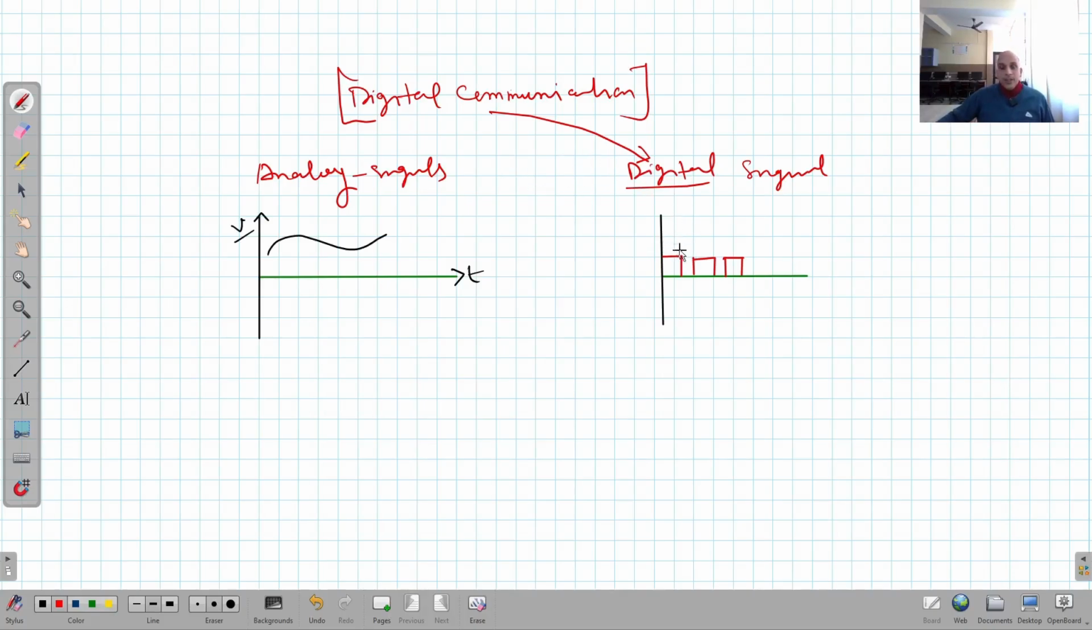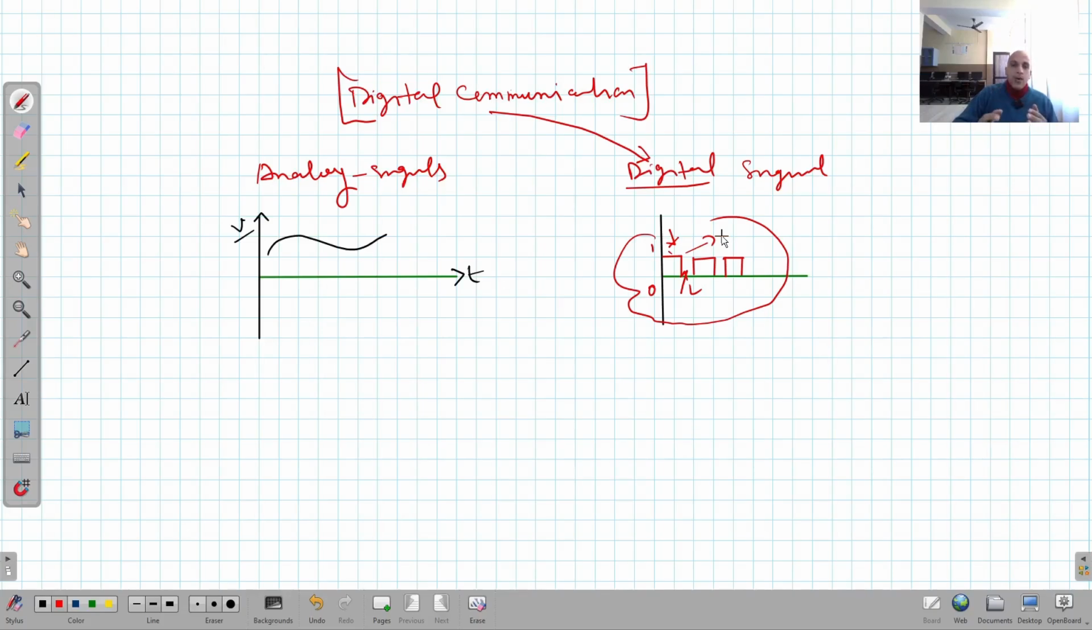Now you can see in this signal there are two values allowed, either high or low. Clear? So we can say 1 or 0 in terms of digital electronics. Now this type of signal is not a continuous signal. Remember, this is totally different from an analog signal. So this type of signals are called digital signals in electronics.